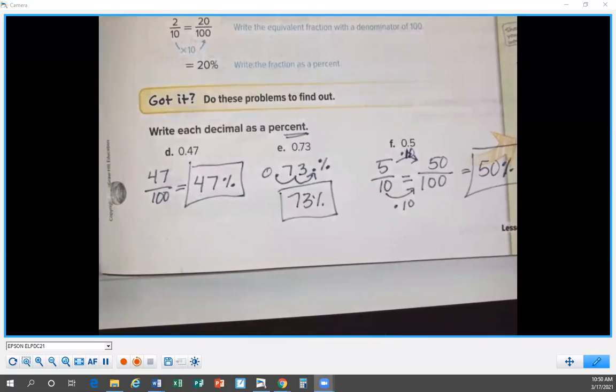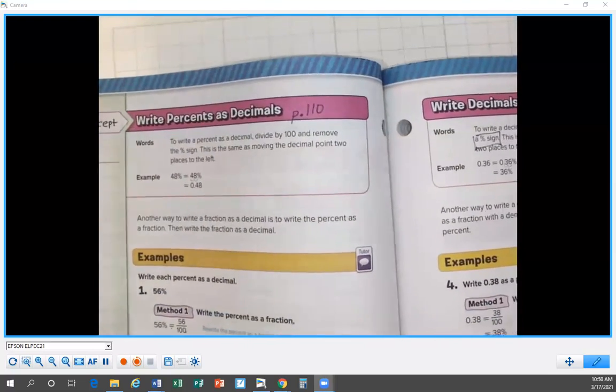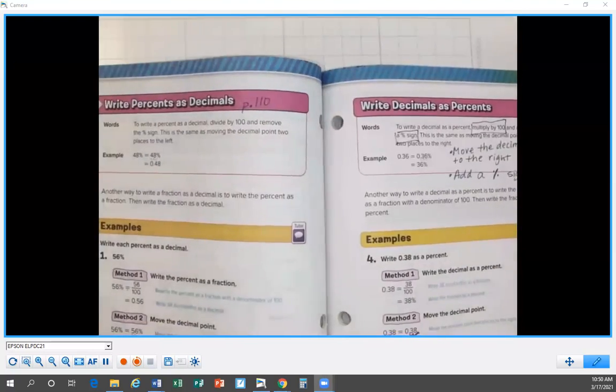So that was chapter 2, lesson 3. In this lesson, we learned how to write percents as decimals. And we also learned how to write decimals as percents.